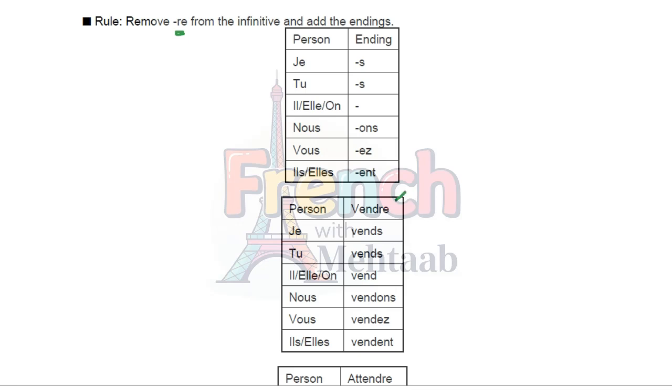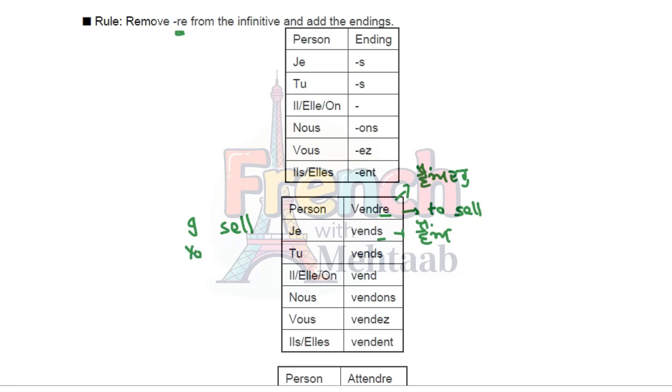For instance, take the example of this verb. This is called vendre. Vendre means to sell. Now let's say we want to say I sell. This would become je vends. Je vends. The S at the end, we would not pronounce it, okay? So we are removing the RE from the end and we are adding S at the end. Instead of RE, we are using S, okay?